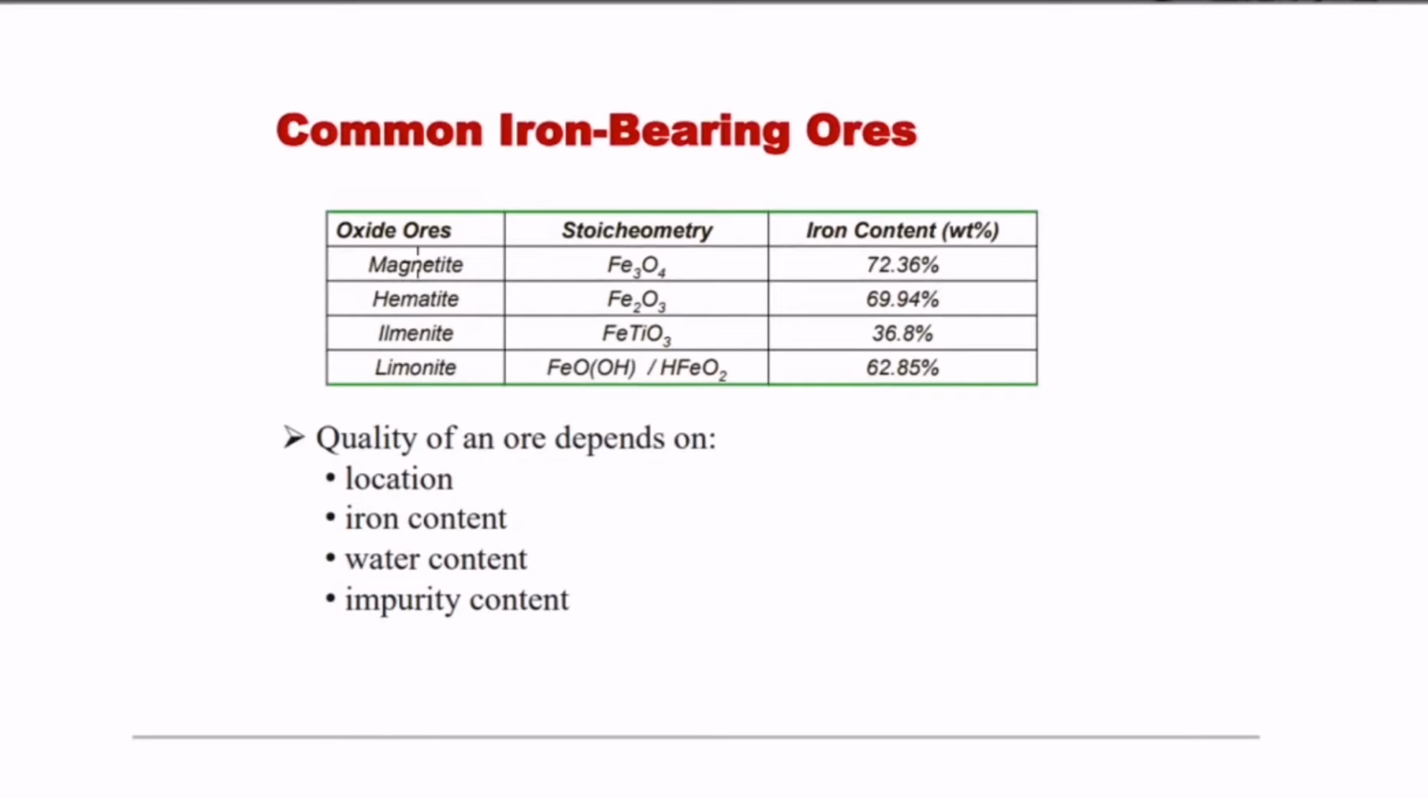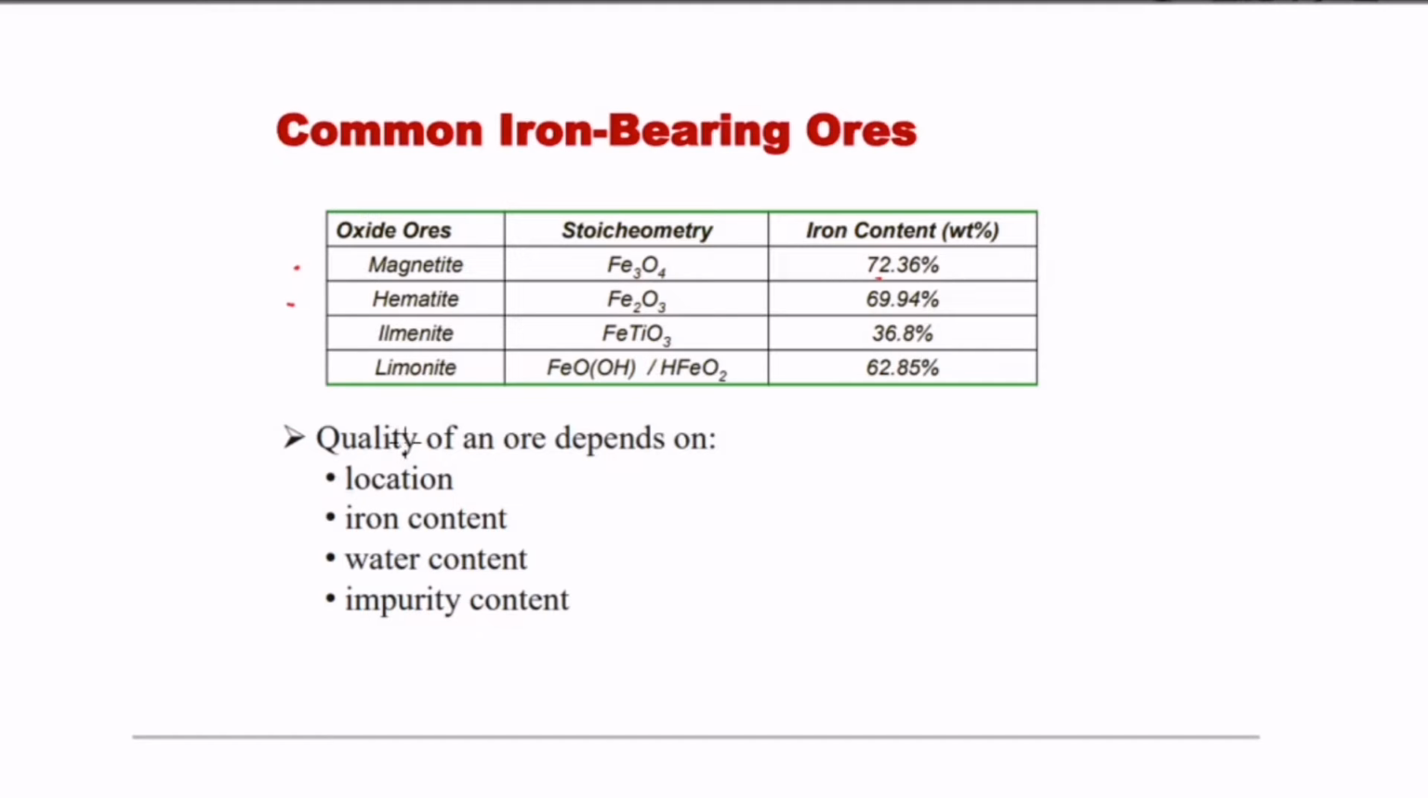Now in this case, I told you that we focus on the two, which are magnetite and hematite, but we have four. So let's look at the metal oxides, and their iron content is very important, right? Let's look at magnetite. Its chemical formula is Fe3O4, and it has an iron content of 72.36%. Let's take note of that. And with hematite, we have Fe2O3, and its iron content is 69.94%. We have limonite and ilmenite, and they have iron contents of 62.85% and 36.8% respectively.